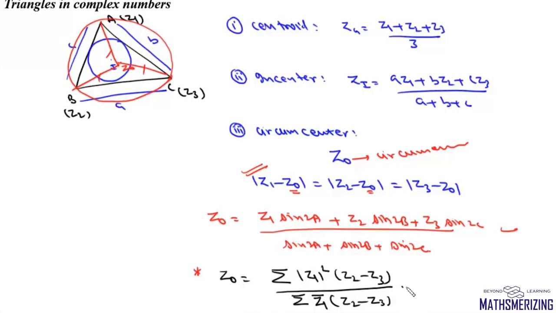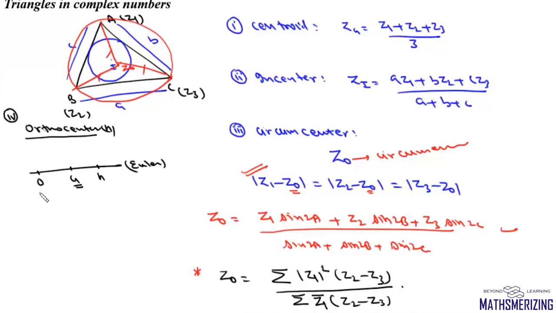And the fourth one is orthocenter of this triangle. We know that circumcenter, centroid and orthocenter H lie on a straight line, which we call Euler line. Then centroid divides circumcenter and orthocenter in the ratio 1:2, that is OG upon GH is 1:2. So if we know circumcenter and centroid, we can find out orthocenter of the triangle.